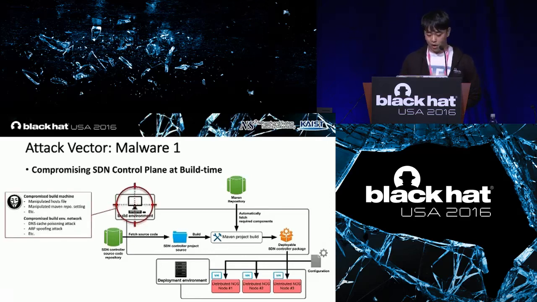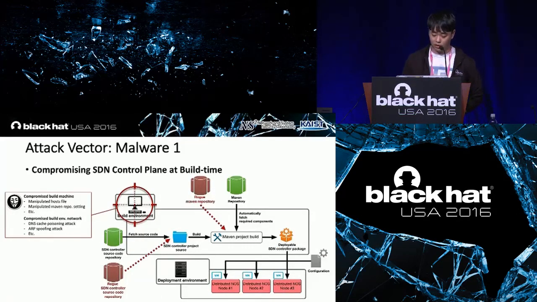But if ONOS or Open Daylight was built in an insecure environment, malware can be injected into the deployable package. For example, if there was a network attack against the build environment during the project build, a malicious library could have been pulled from untrusted repositories and injected into the deployable package. And if this infected package is deployed, this may put the entire data center at risk.